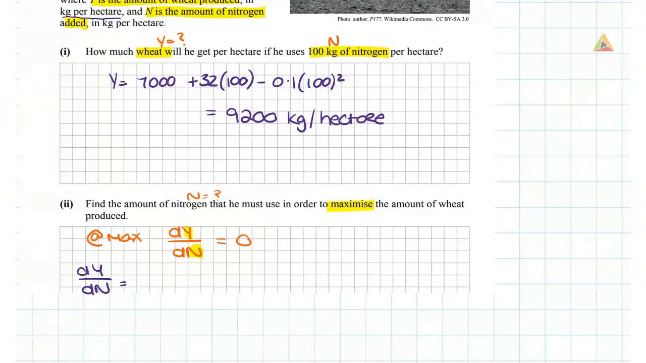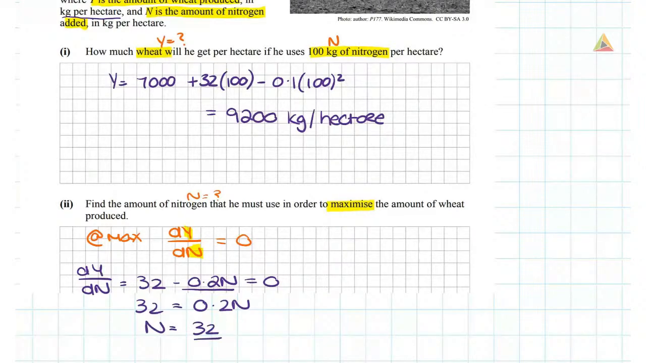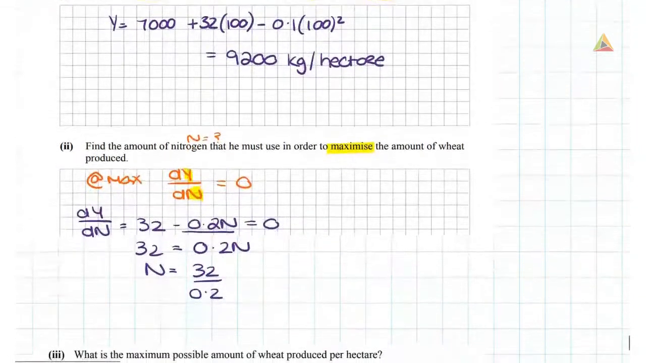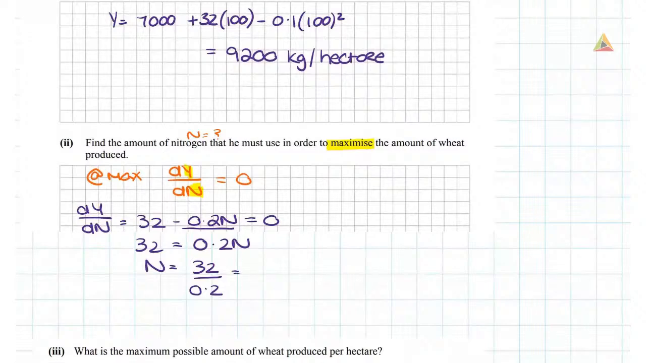When we differentiate 7,000, that goes to 0. When we differentiate 32n, that goes to 32. And when we differentiate minus 0.1n squared, we're getting minus 0.2n. We're letting that derivative equal 0 and solving for n. So I'm going to add 0.2n to both sides, getting 0.2n on the right-hand side, and then dividing by 0.2. So n is equal to 32 divided by 0.2. That should give you 160.